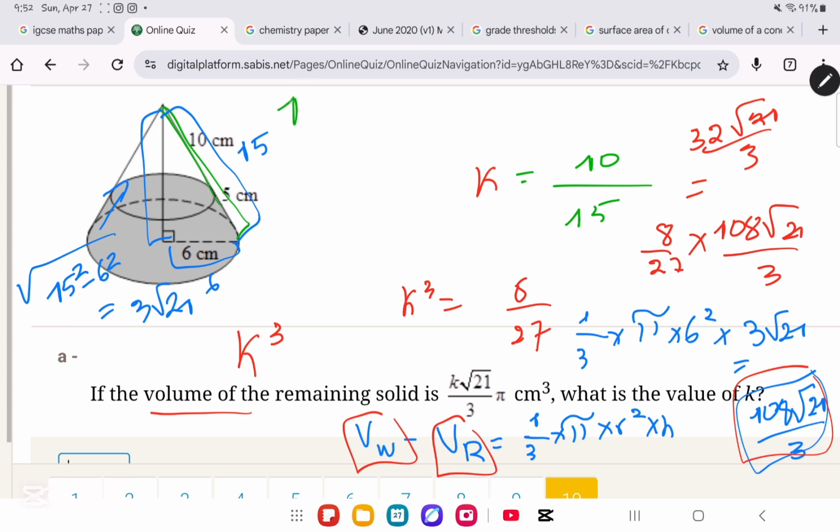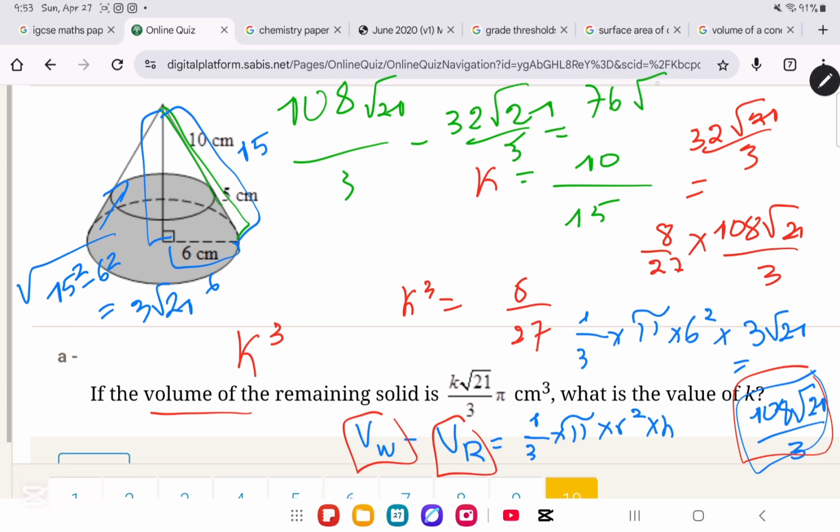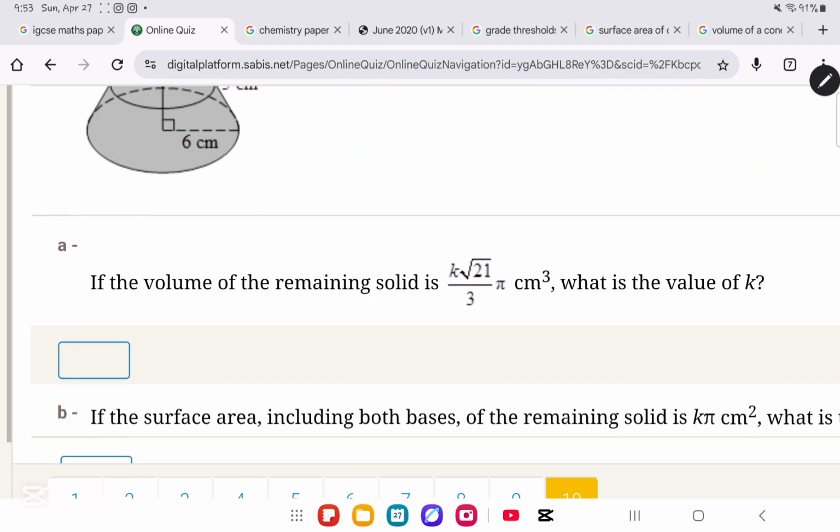So it becomes 108 radical 21 over 3 minus 32 radical 21 over 3. You put it on your calculator and you will get 76 radical 21 over 3. So very simply, the value of k is going to be 76.